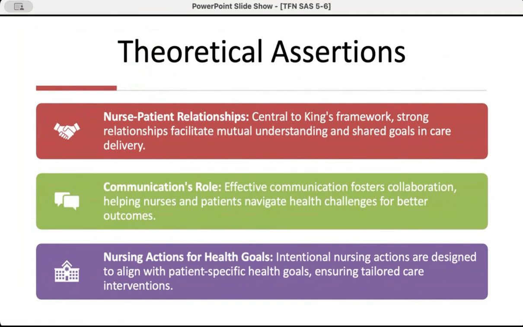For theoretical assertion, central to King's framework, a strong relationship facilitates mutual understanding and shared goals in care delivery. In the communication role, effective communication fosters collaboration, helping nurses and patients navigate health challenges for better outcomes. And intentional nursing actions are designed to align with patient-specific health goals, ensuring tailored care interventions.